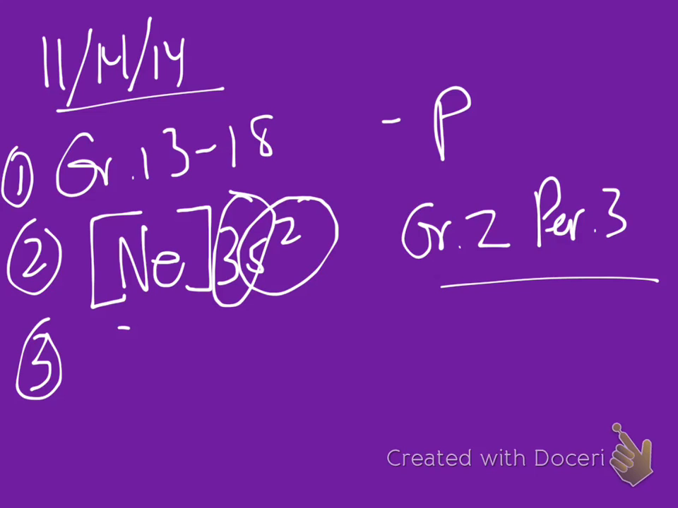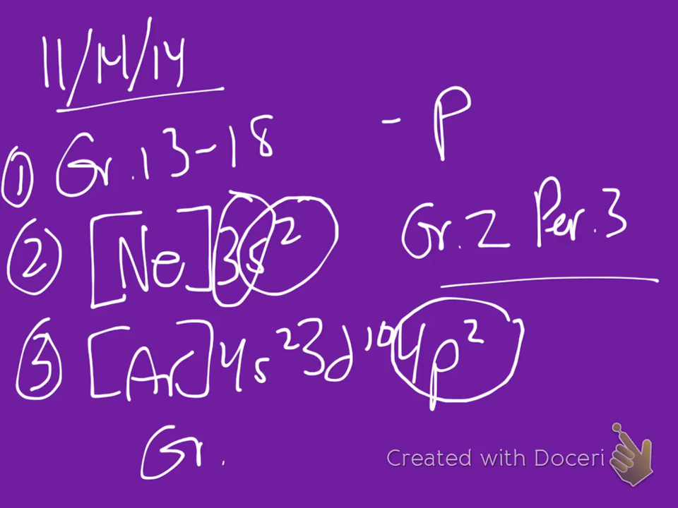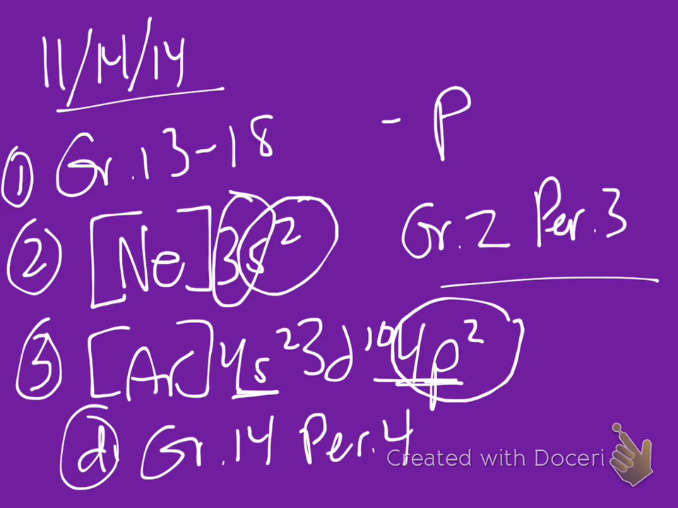Number 3, if we have argon, 4s2, 3d10, 4p2, what group and what period? Well, we know right off the bat it's in the P block, it's filling those. It's got 2 of those, so it's going to be group 14. 4 is its highest occupied main energy level. That is a period 4 element. So that was option D on the quiz.